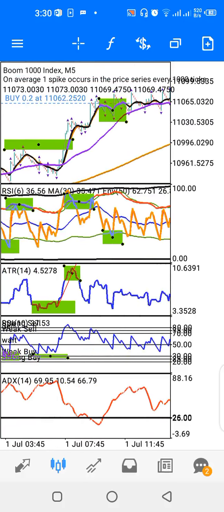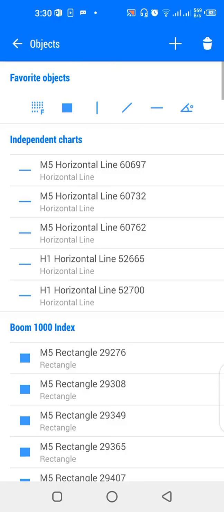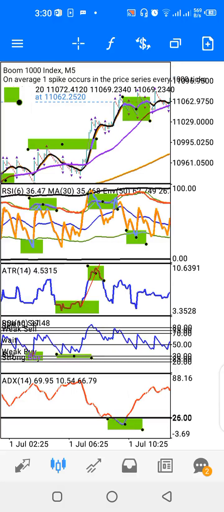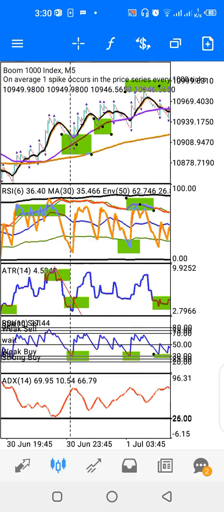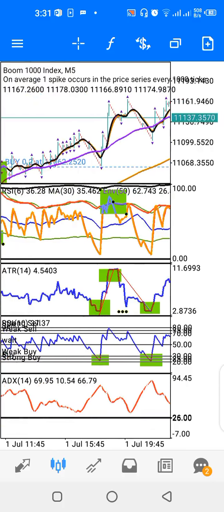Whenever you see it move below, it's just going to be for a brief moment, like what you have around here. It's going to be for a brief moment, then it goes back up. That means you can continue to trade, whether you are buying or selling, whether you are trading boom index or crash index. So that's that for indicator window 4.